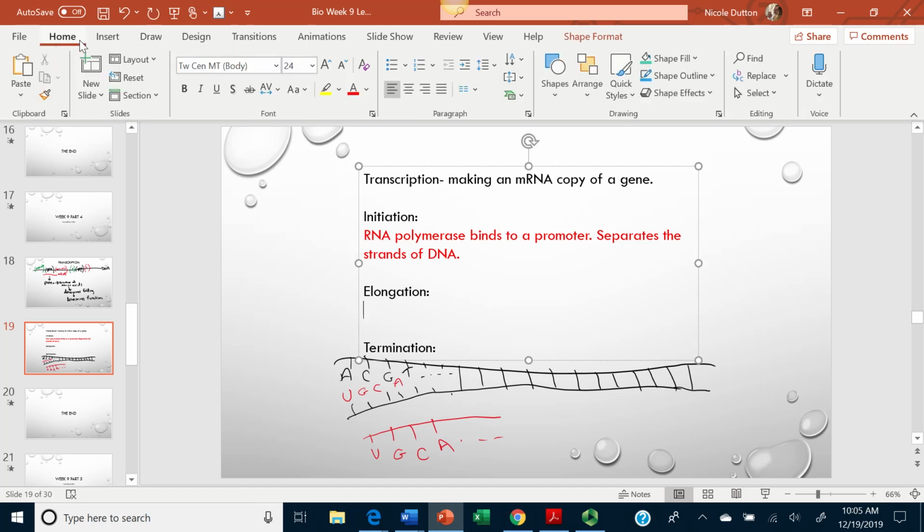Elongation is the process of adding or incorporating in the mRNA bases. Remember, U instead of T. And it's going to be complementary to the template strand.